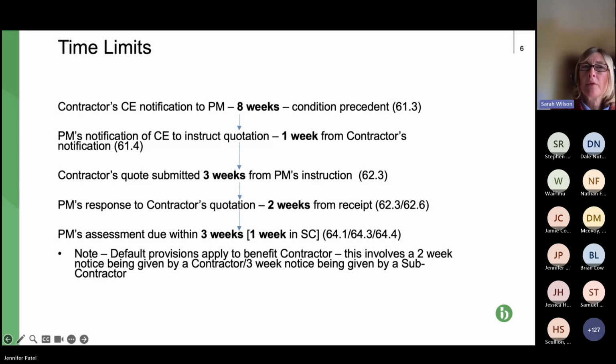So if those default provisions have been deleted, contractors, subcontractors might find that if the PM doesn't comply with the initial deadlines and the contractor or subcontractor issues the CE number 18, that will persuade the PM to quickly respond and keep this CE process moving. So if we can have the next slide, please.